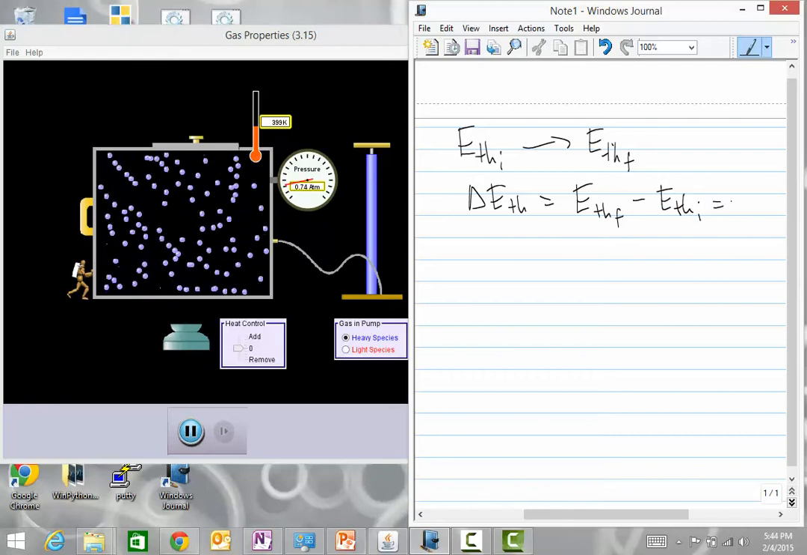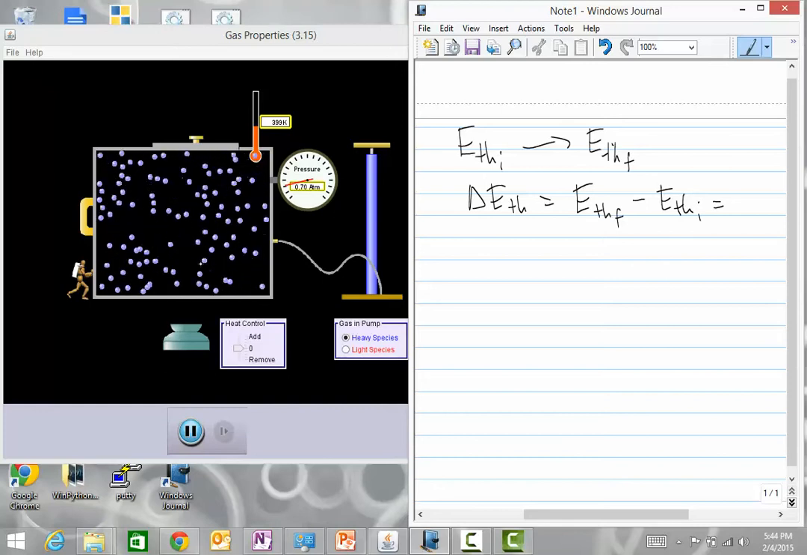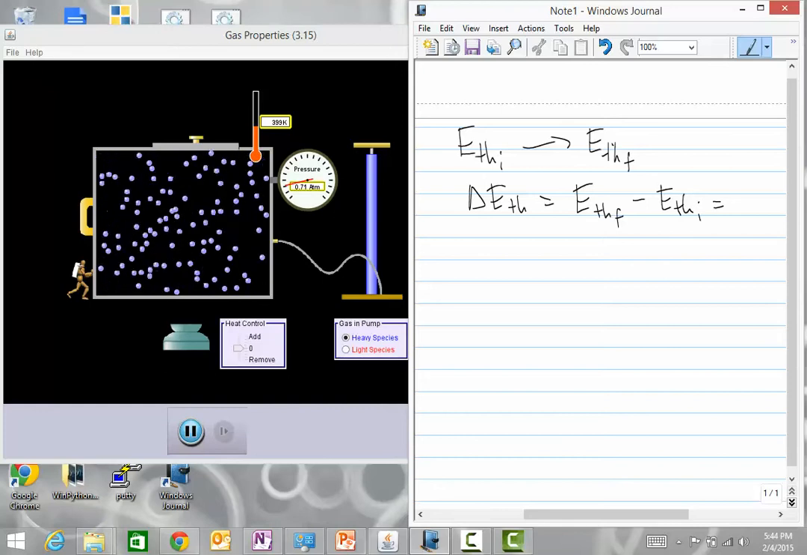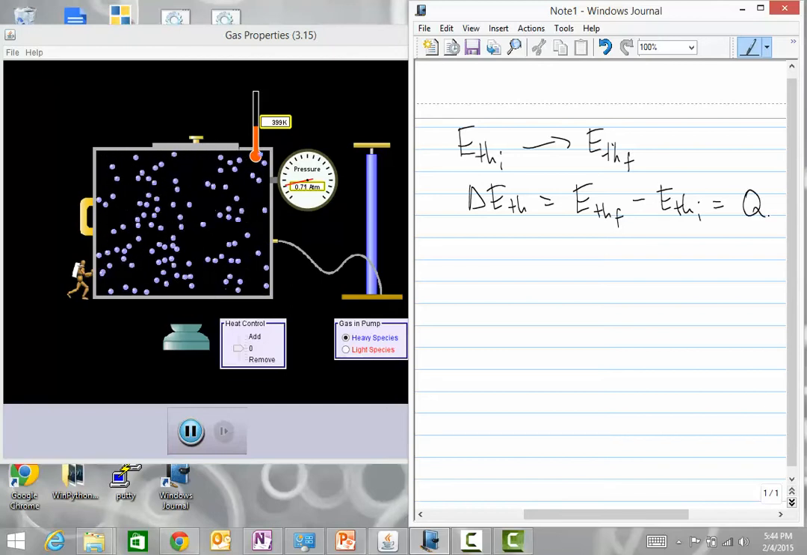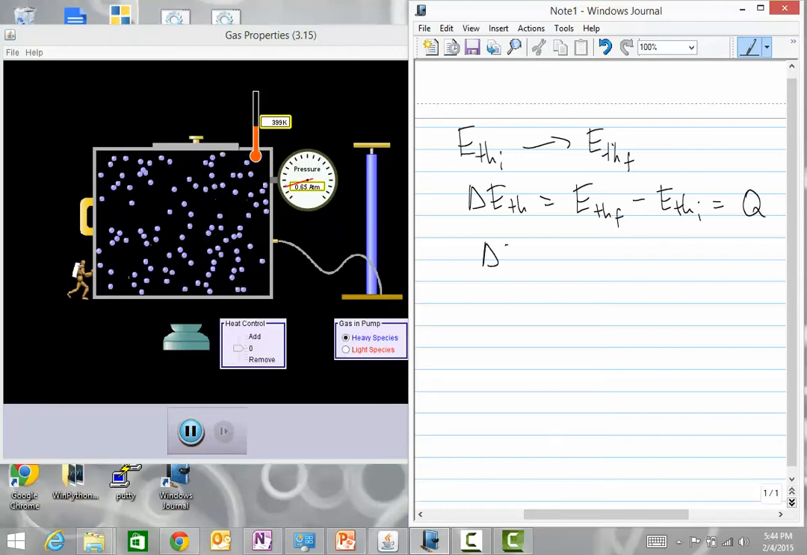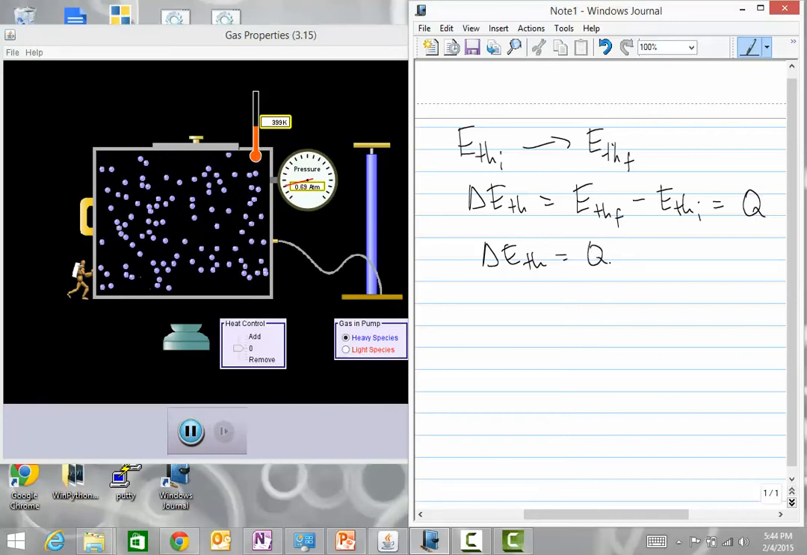And that is equal to what? Well, there was no work being done here because the volume didn't change. This is an isochoric process. So therefore, this is equal to the heat that we added, right? So delta E thermal is equal to the heat.